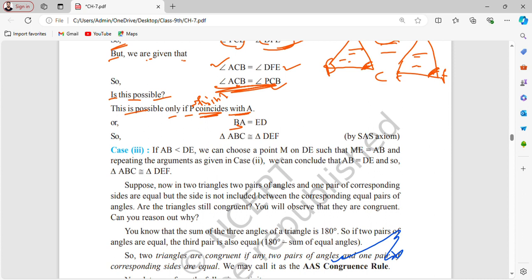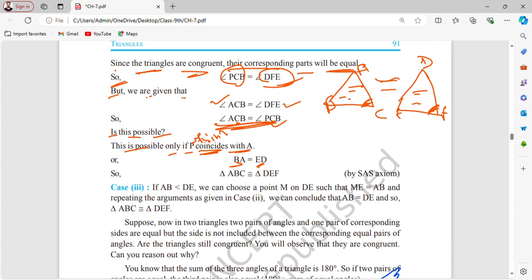So BA is equal to ED. BA, this one, is equal to ED; this is point E. So we can say triangle ABC is congruent to triangle DEF. So this triangle is also congruent to this triangle by the SAS axiom, the SAS congruency rule.